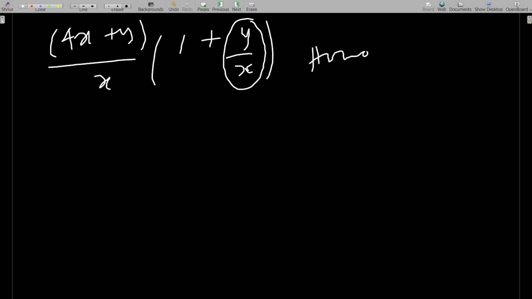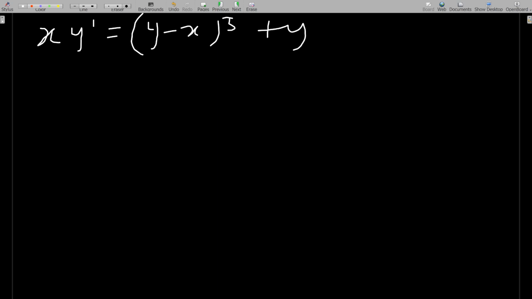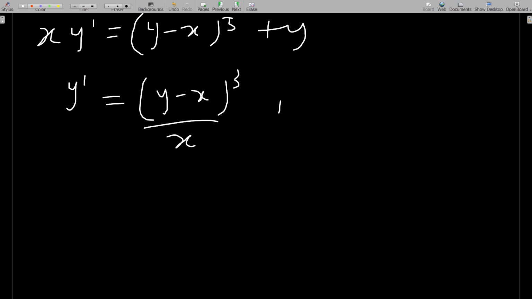So the fourth one is saying that you should show that xy prime equals (y minus x) all cubed plus y. So you can go through this and divide through by x, and you have (y minus x) cubed over x plus y over x. So you could have stopped here and say that once this depends on this function, this is homogeneous. But if you want to still go ahead and simplify, so that working your solution will become easier, you can go ahead and simplify.